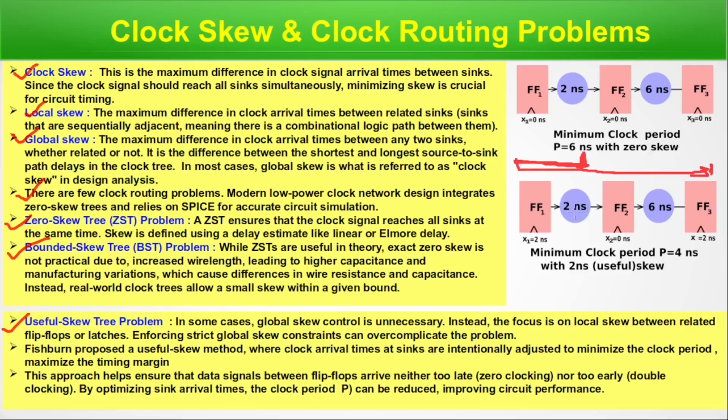So between FF1 and FF2 a skew happens because of a combinational logic path. If for this path the signal takes 2 nanoseconds, then when it reaches FF2 it's basically zero skew, and when it reaches here in 6 nanoseconds, it effectively becomes 4 nanoseconds with 2 nanoseconds of skew. So the minimum clock period becomes 4 nanoseconds with 2 nanoseconds skew. We are done with this slide. We will move to the next slide.